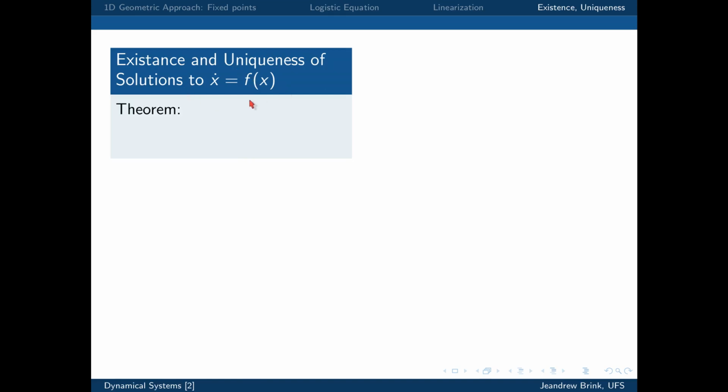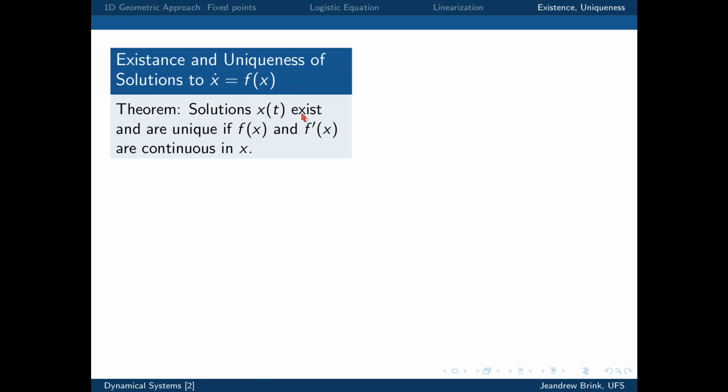Okay, so there's a theorem that states that the solutions x of t exist and are unique if f of x and f prime of x are continuous in x. And this is reasonably straightforward in this case because it's simply the fundamental theorem of calculus, that you can always work out the integral. You basically have dt equals dx over f of x, and you can always integrate a function, and therefore the solutions exist, and the integral is unique as well. Okay, so this theorem holds.